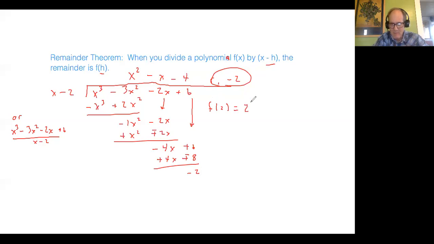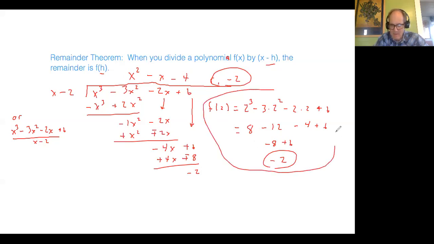And so I'm going to get 2 cubed, see there's 2 cubed, minus 3 times 2 squared minus 2 times 2 plus 6. And I get 8 minus 12 minus 4 plus 6. 8 minus 12 is negative 4, and negative 4 is negative 8, plus 6 is negative 2. Now, I hope you notice that this is somewhat easier and quicker than doing the long division route.